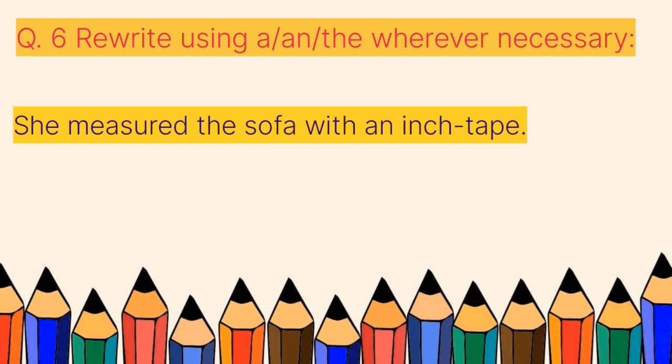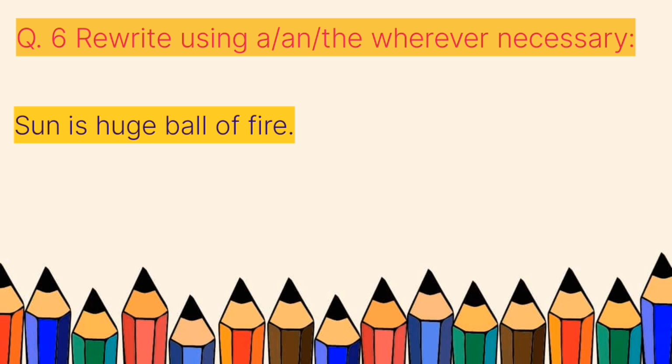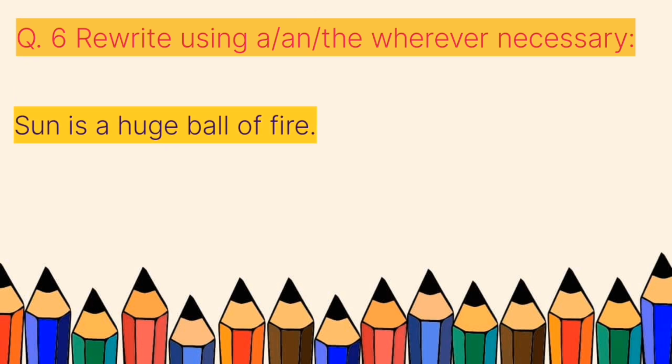Next example: sun is huge ball of fire. The answer is, sun is a huge ball of fire. Here, the article a is used to make a general statement about the nature of the sun. A is used as huge begins with the consonant sound H.